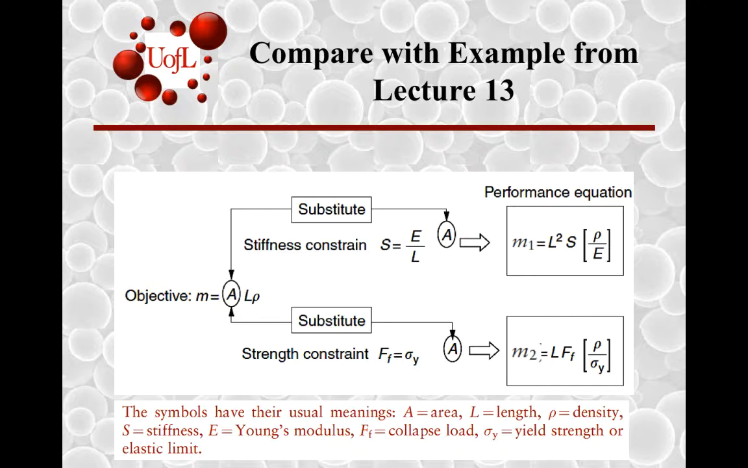Compare this with what we had seen in class during lecture 13, where we ended up looking at the objective of M equals A times L times rho. We used the stiffness constraint and the strength constraint, and we came up with these performance equations to compare three different kinds of materials based on plotting these two material indices, rho by E, which is capital M1, and rho by sigma Y, which is capital M2. So pretty much doing the same thing. We're just using a different set of terms for the stiffness and the failure load.